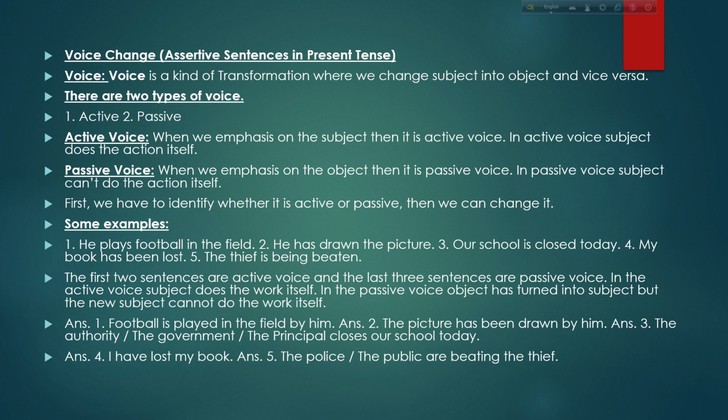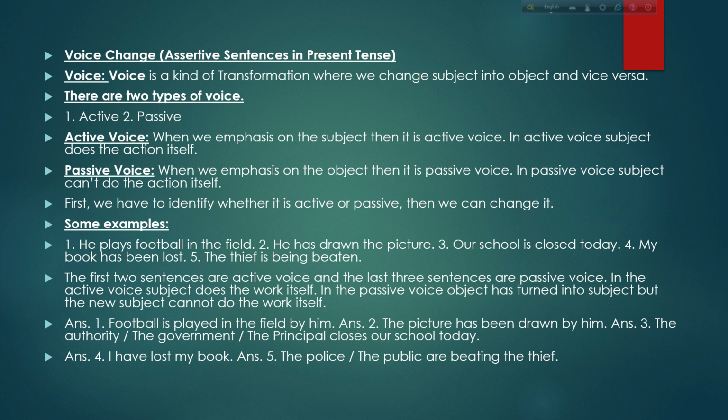Now voice change. Assertive sentences in present tense only we will discuss. So voice is a kind of transformation where we change subject into object and vice versa, that is, object into subject. There are two types of voice, active voice and passive voice. So what is active voice? When we emphasize on the subject, then it is active voice. In active voice, the subject does the action itself. And passive voice, when we emphasize on the object, then it is passive voice. In passive voice, the subject can't do the action itself because this subject is actually the object of the main sentence.